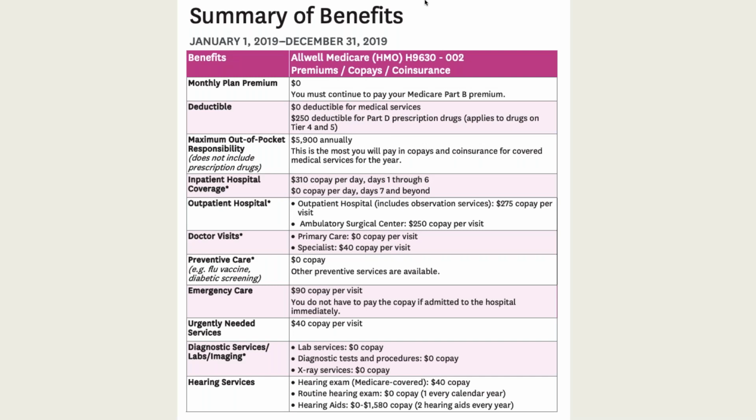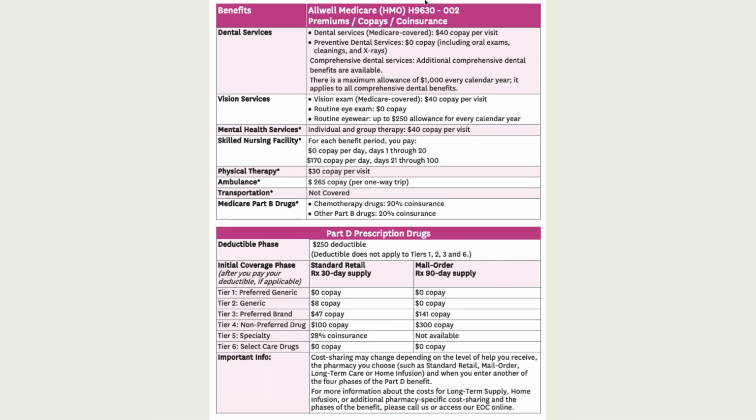Hearing, dental, vision, over-the-counter benefits, all of that is something extra and above original Medicare. So you want to let them know this plan offers that. For hearing, you can see there's hearing aids, 2 hearing aids every year. That's huge. Dental, there's a $40 copay per visit, but there's a maximum allowance of $1,000 per calendar year. So if they need dentures, a crown, anything, they have $1,000 per year.